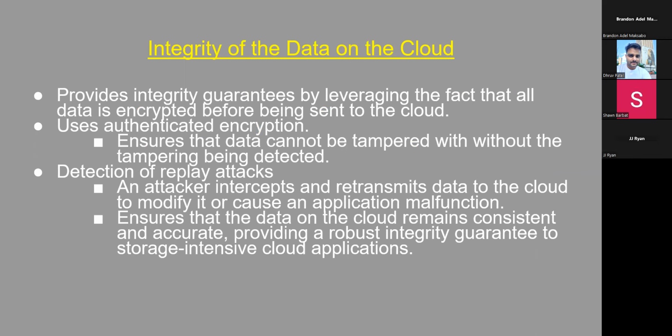Silverline also allows for the detection of replay attacks. Replay attacks are when an attacker intercepts and retransmits data to the cloud to modify it or cause an application to malfunction. By detecting replay attacks, Silverline ensures that the data on the cloud remains consistent and accurate, providing a robust integrity guarantee to storage-intensive cloud applications.